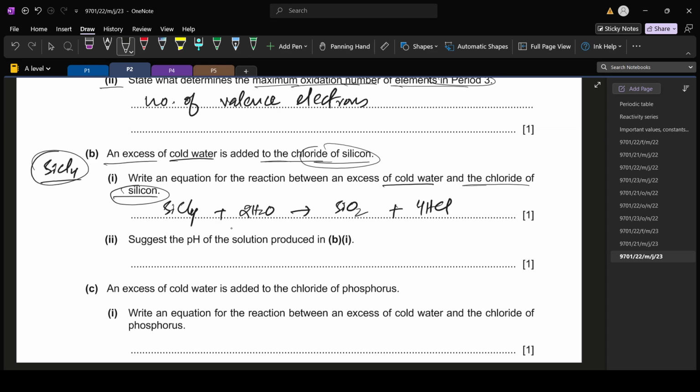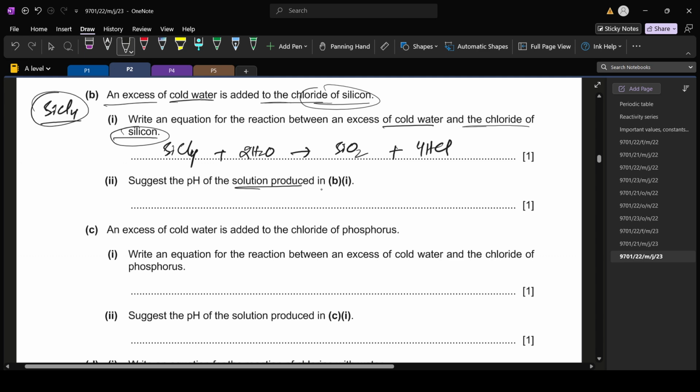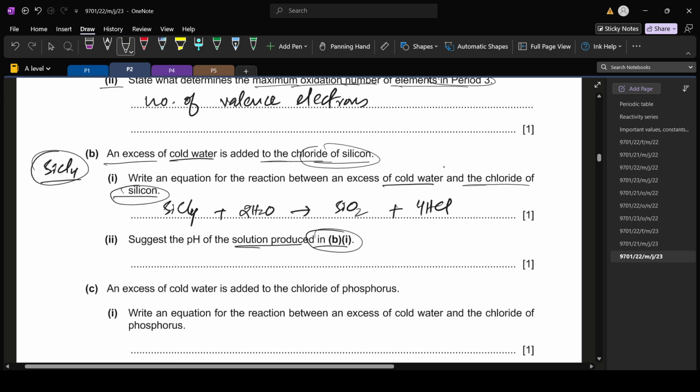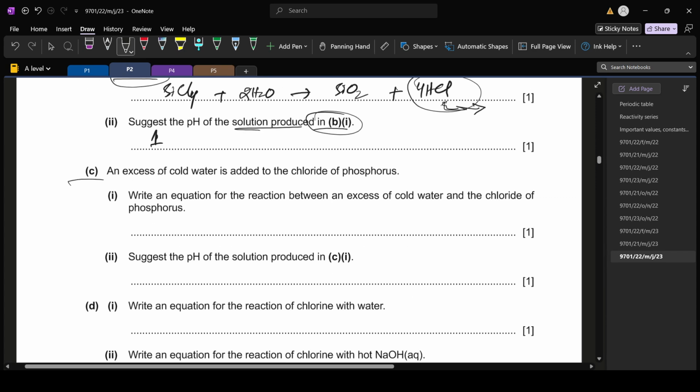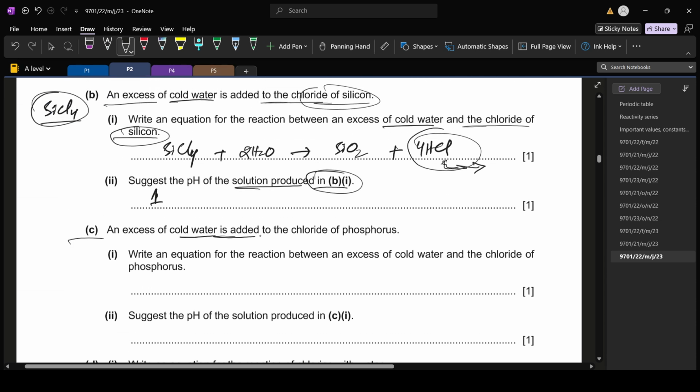Now balance the equation, and that's your final equation. Now suggest the pH of the solution produced. There is HCl produced, and HCl is a strong acid, so the pH will be between 1 and 3. You can write it as 1, or you can write 2, because the pH of strong acids is 1 to 3.